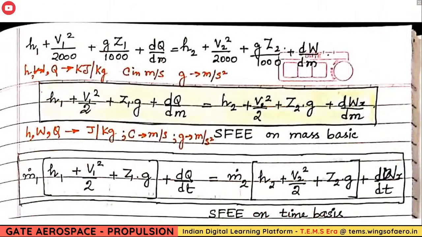From that formula we have derived this formula: H1 plus V1 squared by 2 into 1000 plus g Z1 by 1000 plus heat added equals H2 plus V2 squared by 2000 plus g Z2 by 1000 plus dW by dm. Here they have divided the entire thing by the mass flow rate, so we have only dW by d mass.